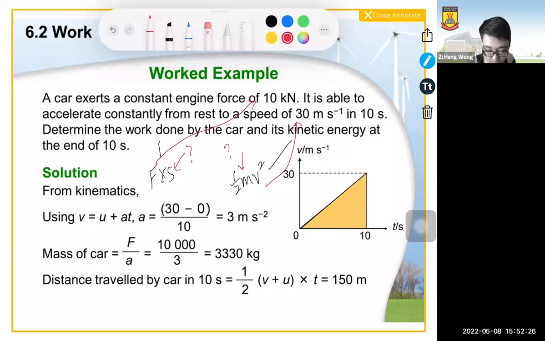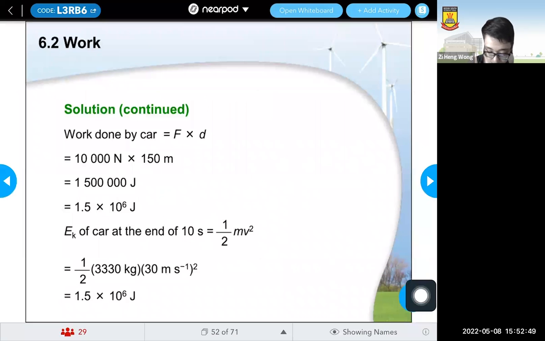Okay, so of course, now that you know the distance traveled, you are ready to calculate both of them. So for this one, half mv square, half times this mass times this velocity squared, you know what is the KE. For this one, there is 10 kilonewtons times this distance traveled, 10 kilonewtons times the distance traveled of 150 meters. This is the work done. KE is half mv square, half times the mass times the velocity squared.